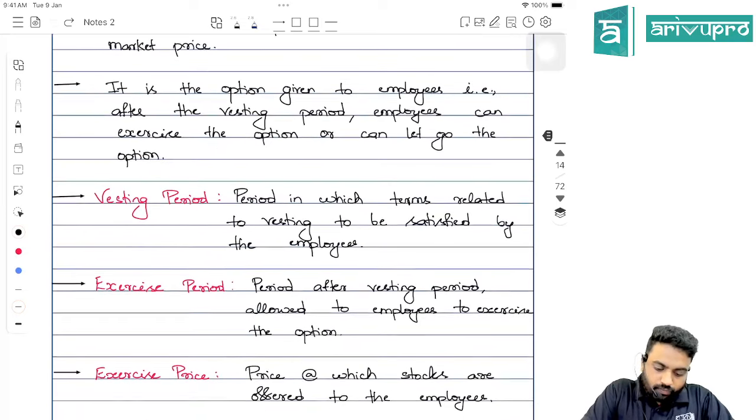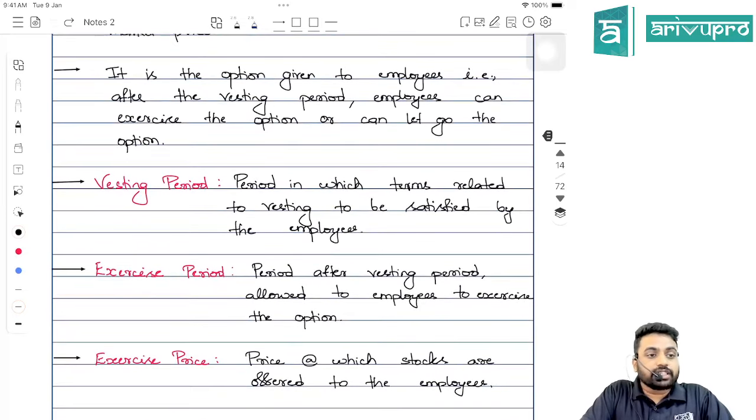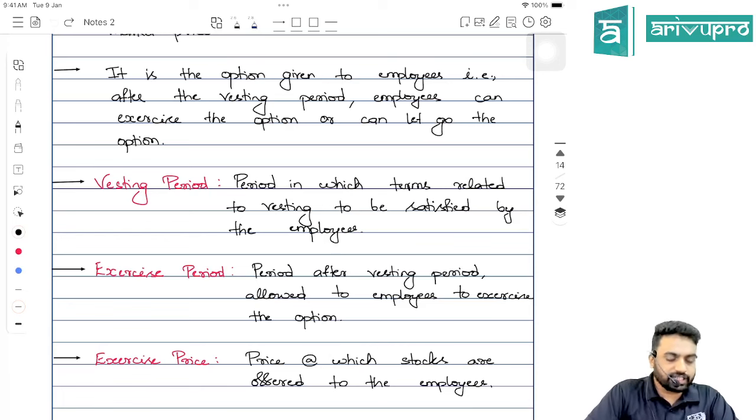And it is an option given to the employees, which means after the time allowed to them, like vesting, employees can either choose to exercise it or not to exercise it. Basically, if the employees complete the vesting period and the market price is much greater than the exercise price, then usually they will exercise it, right?